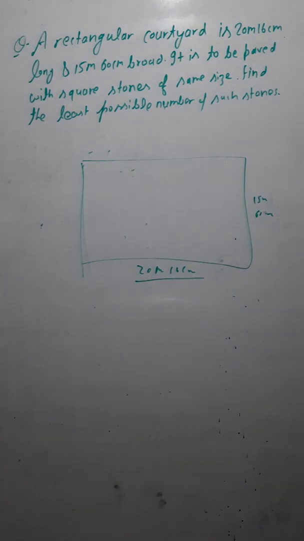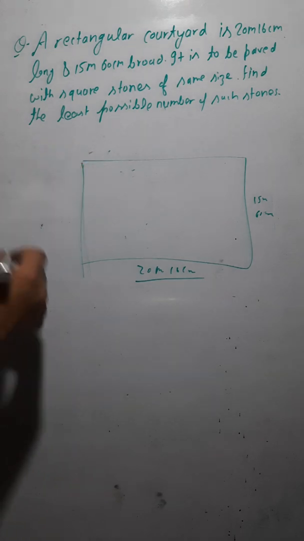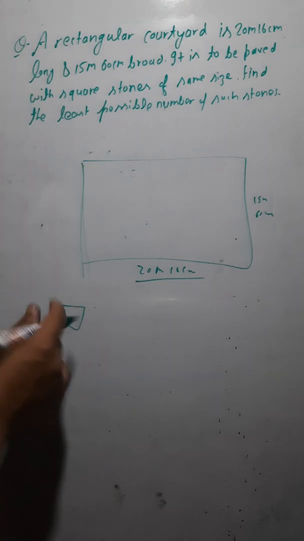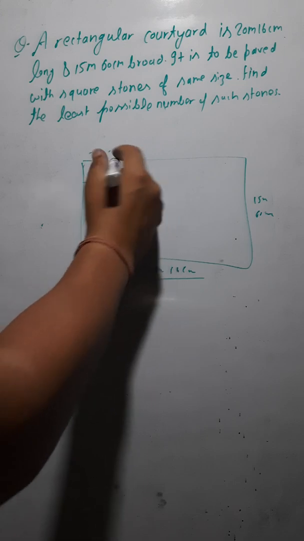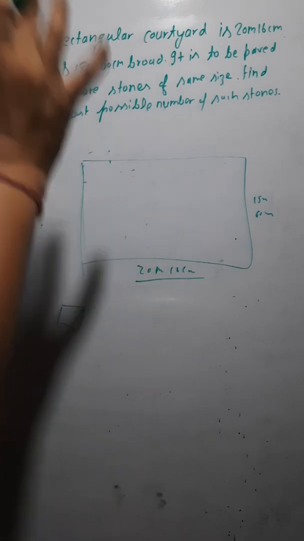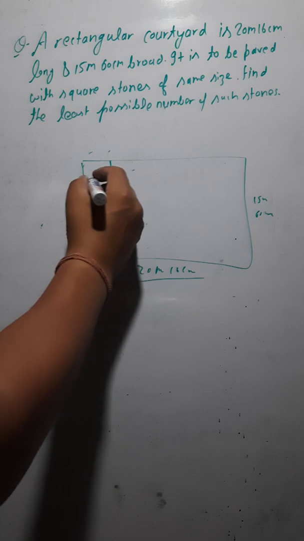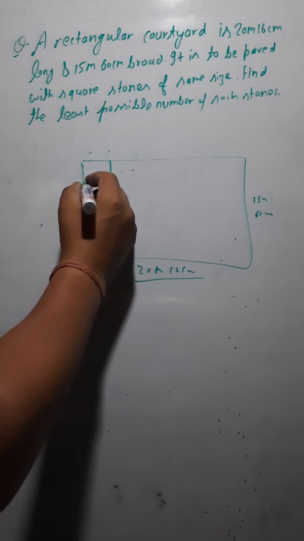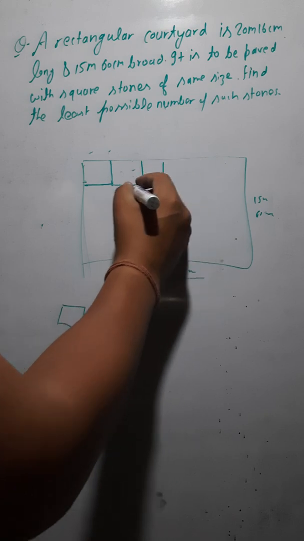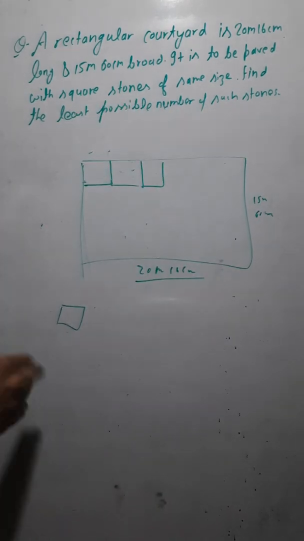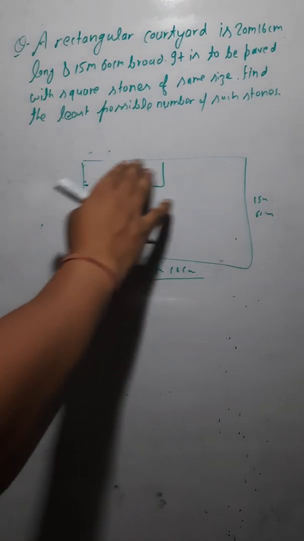Okay, now it is to be paved with square stones. So you have some square stones like this, and all these square stones are to be paved here like this. Square stones of the same size, but we do not know the size of the stone here. All are square stones and all are to be paved like this, so this complete courtyard is to be paved by these square stones.